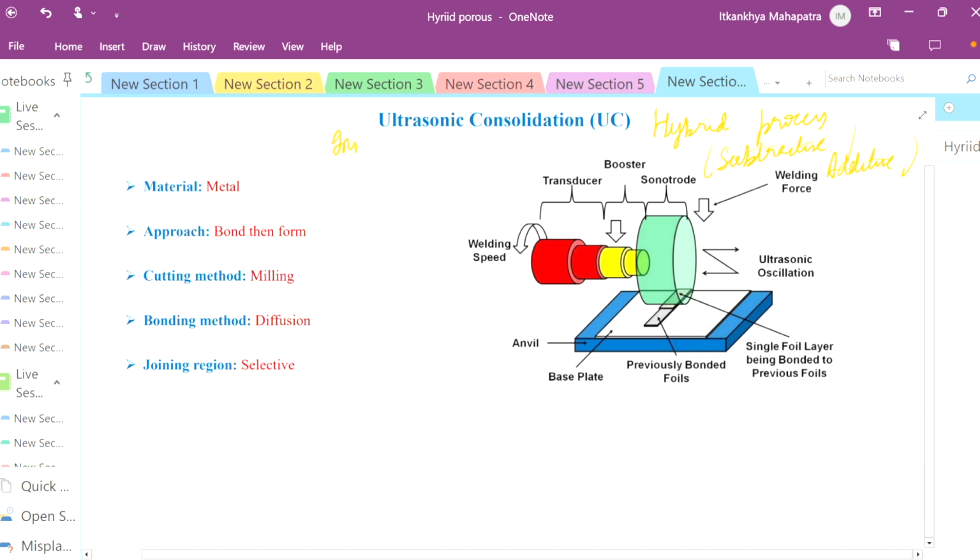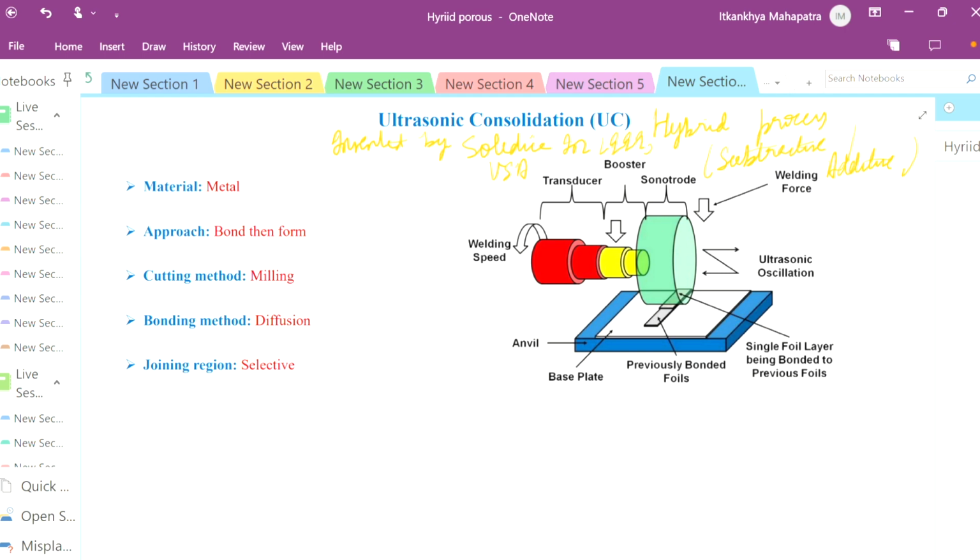Now this was invented by Solidica Incorporation in 1999. I think it was in USA. It is a hybrid process, subtractive as well as additive. In additive, we are joining different layers. We are building a whole component in the form of layers. That is why it is known as additive.